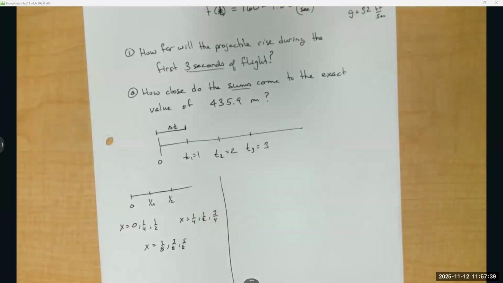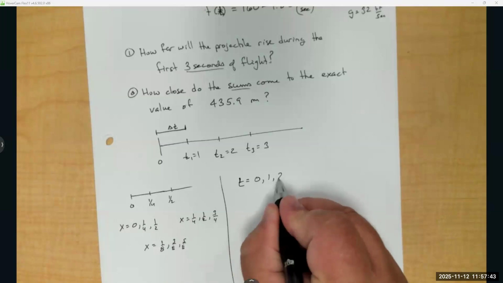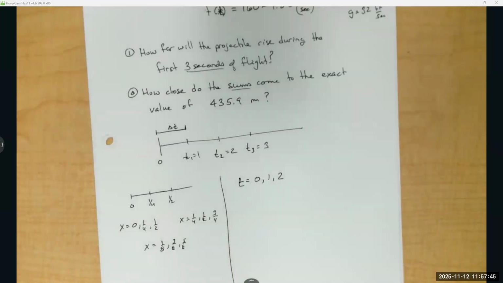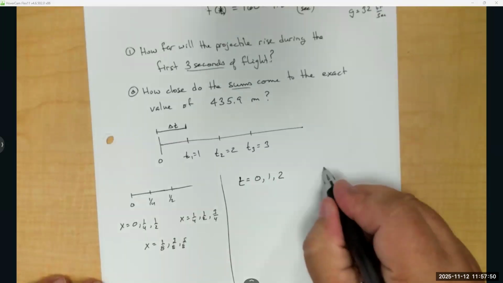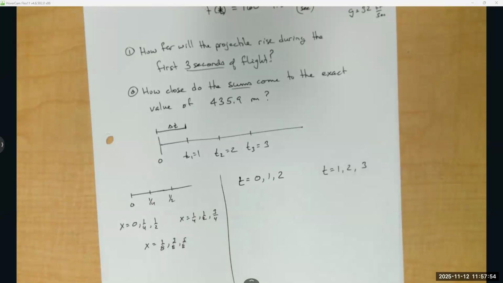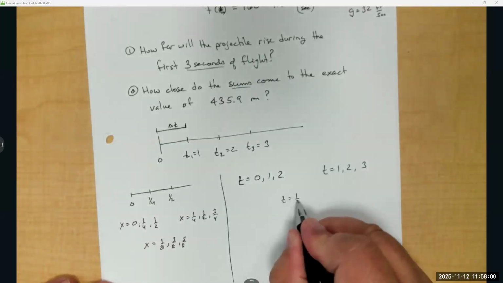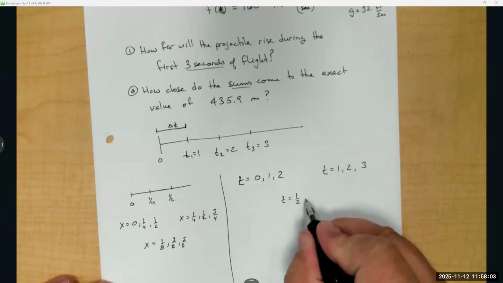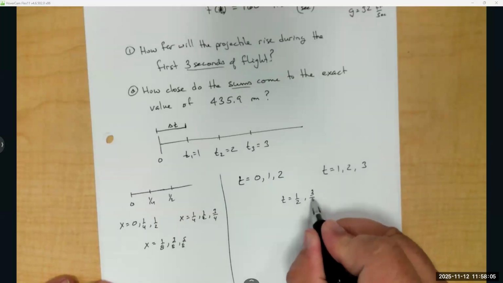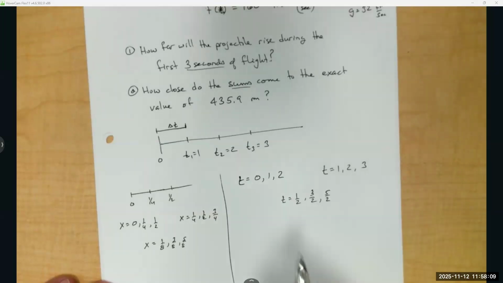So for the first one, let's look at our times being at 0, 1, and 2. Then the next time we're going to look at 1, 2, and 3. Then the third time we're going to look at it at 1/2, 3/2, 5/2.